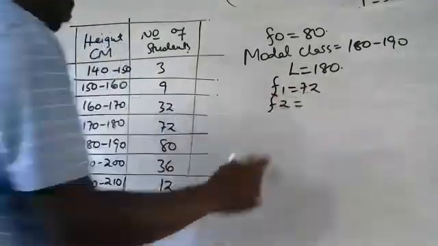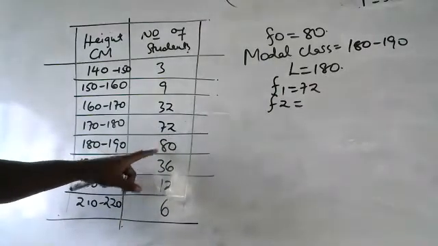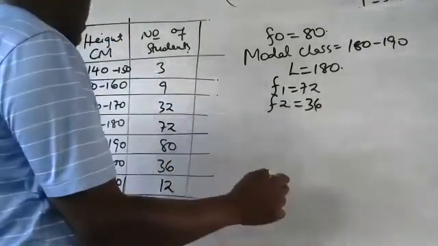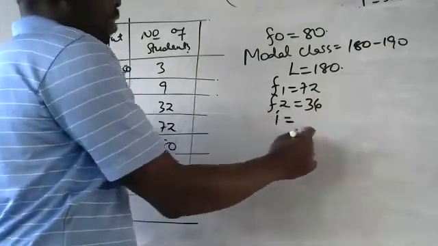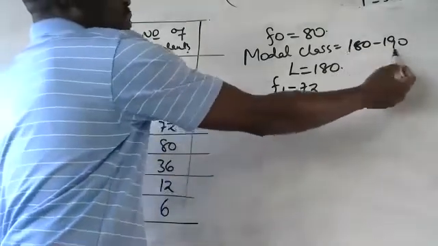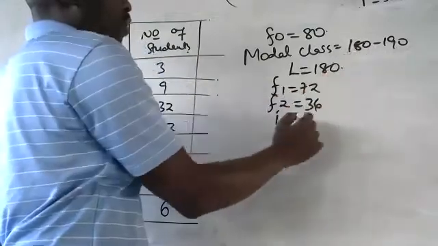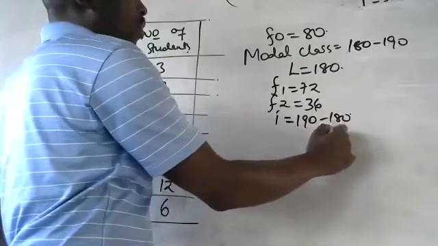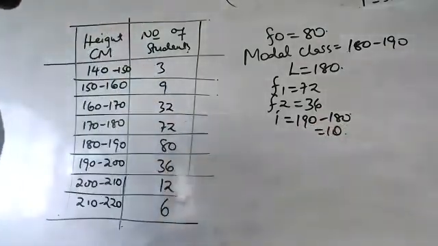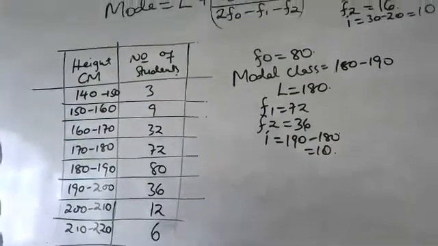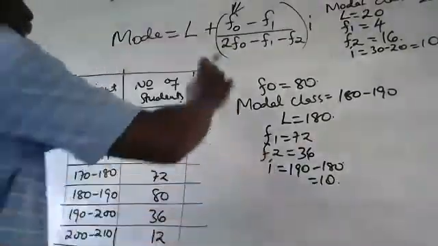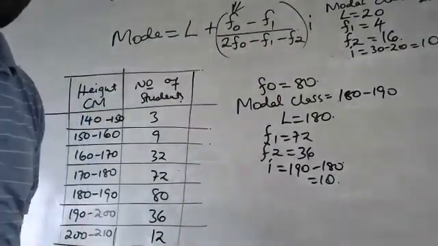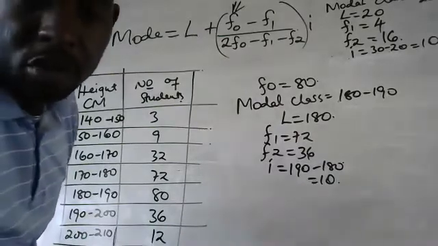F2 is going to be the frequency below the highest frequency. In this case, the frequency below 8 is 36. And then I is the class interval. The class is 180 to 190. The class interval is normally the difference of the two, the higher limit minus the lower limit, which gives you 10. And then after getting those values, go and apply them in your formula here, and then you get the mode. I give you only 2 minutes. You try that, or you finish that, and then we proceed shortly.